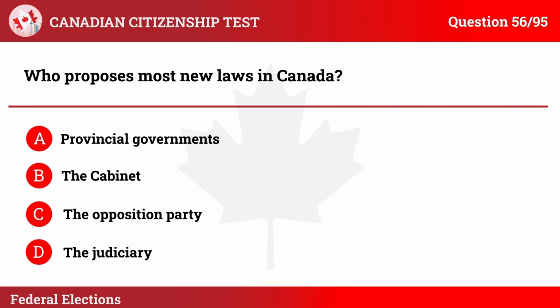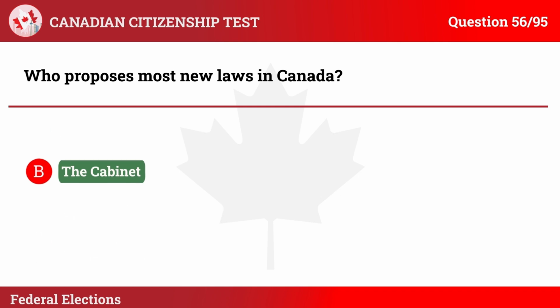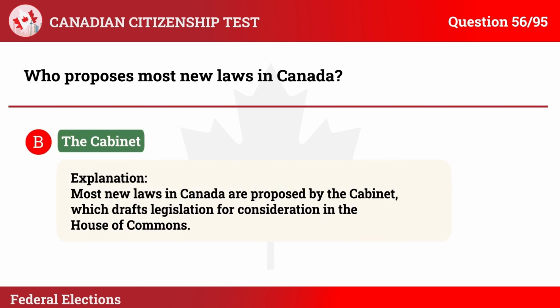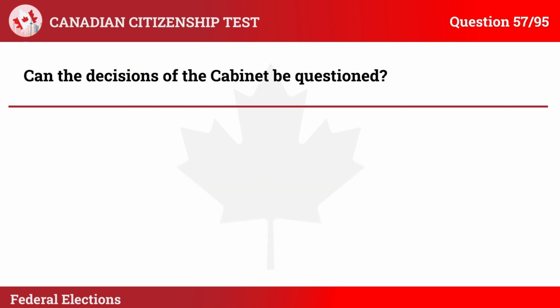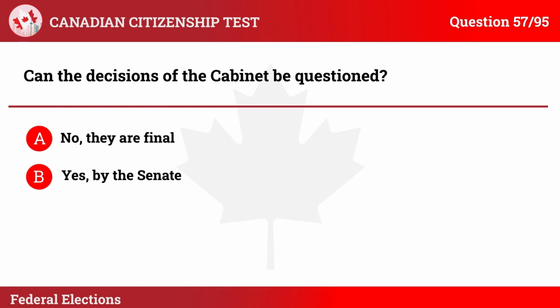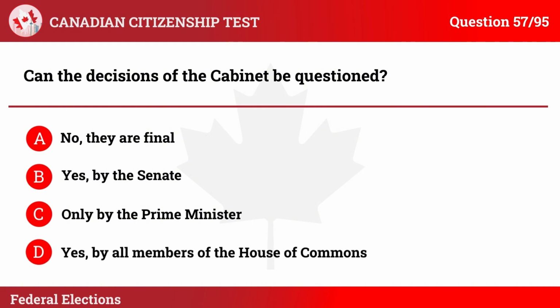The correct answer is B. The Cabinet. Explanation: most new laws in Canada are proposed by the Cabinet, which drafts legislation for consideration in the House of Commons. Question 57. Can the decisions of the Cabinet be questioned? A. No, they are final. B. Yes, by the Senate. C. Only by the Prime Minister. D. Yes, by all members of the House of Commons.